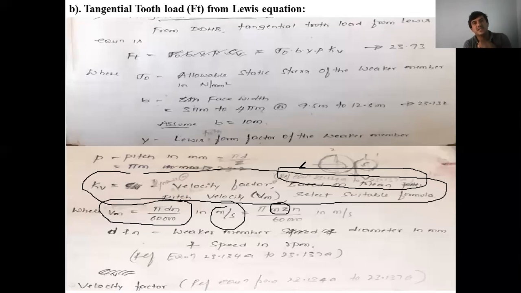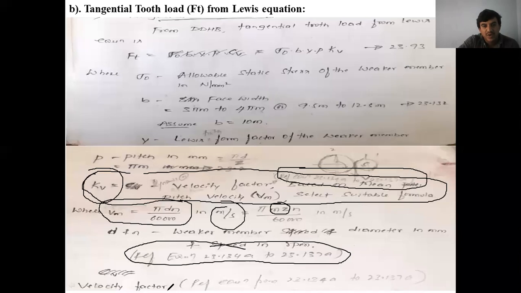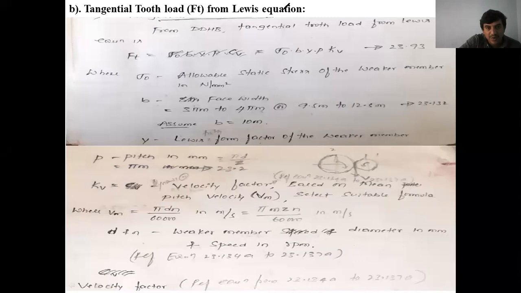If the mean pitch line velocity is less than 7.5 meters per second, then we use equation number 23.134a. If the mean pitch line velocity is between 7.5 and 12.5 meters per second, then we use another formula. If it is more than 12.5 up to 20 meters per second, we use another formula. That is Kv, the velocity factor, the dynamic velocity factor. Now refer to these equations, 23.134a to 23.137. Now we'll move on to the data handbook.